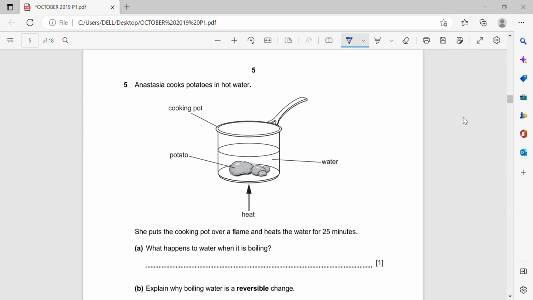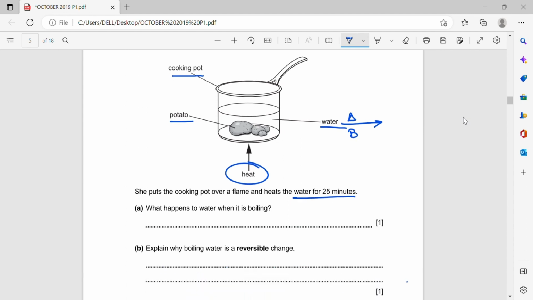Question number 5. Anastasia cooks potatoes in hot water. There is a cooking pot here, potato, water, and a source of heat. She puts the cooking pot over a flame and heats the water for 25 minutes. So she is heating the water. What happens to the water when it's boiling? The water changes into what? Changes into water vapor.